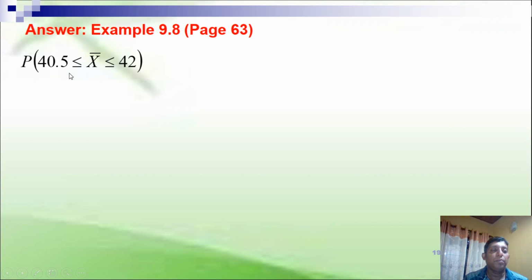This is the probability as a question. What is the probability that x bar, the mean value, lies in between 40.5 and 42? In the population, the mean value of the saw blades, x, defined as the lifetime of the saw blades, mu x equals 41.5. The standard deviation of the lifetime of the saw blades is 2.5.